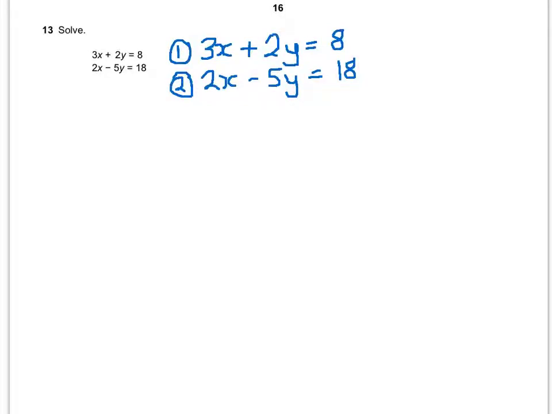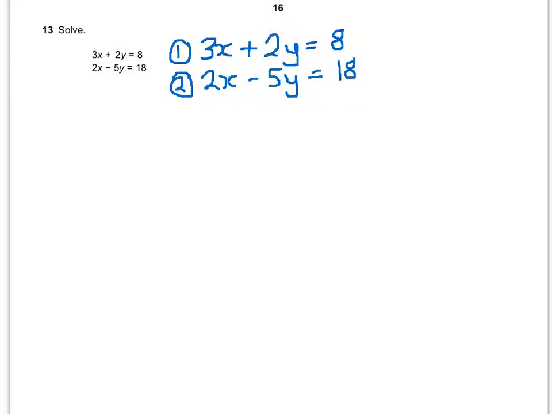Okay, question 13. Solve this pair of simultaneous equations. I've written them out slightly larger again, and I've numbered the two equations. Now, to get anything to cancel, we need the same value of x or the same value of y in both equations. And we haven't got that yet, but we can change these x's by multiplication so that they're both 6x. Or if you wanted to, you could change both of these so that you had 10y.